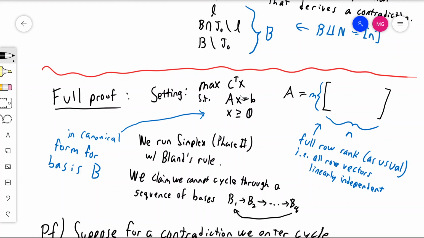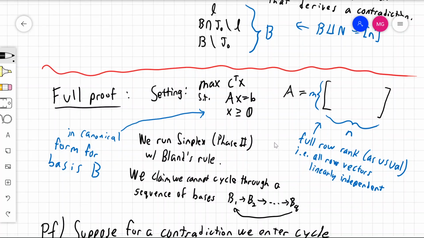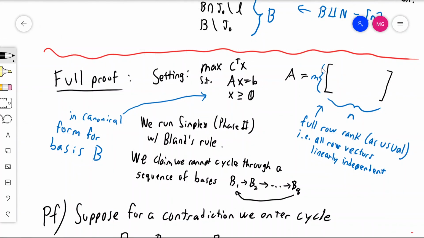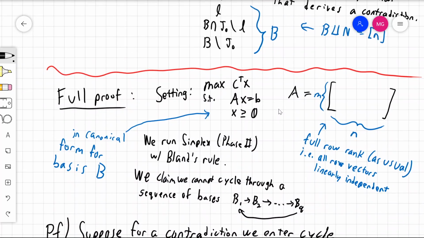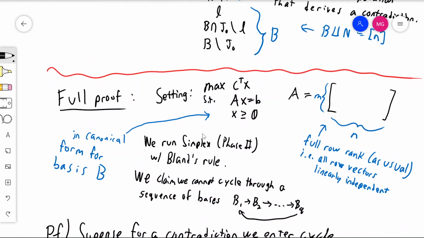So it's the usual thing, max C transpose X, matrix non-negativity constraints, and A is M by N as usual, and it's full row rank as always. And just by the way, I should say, right now we're saying this is in canonical form for the basis B specifically, where B is this particular basis that we're talking about above. So assume that we've gotten ourselves to this point where we're going to be at this cycle.